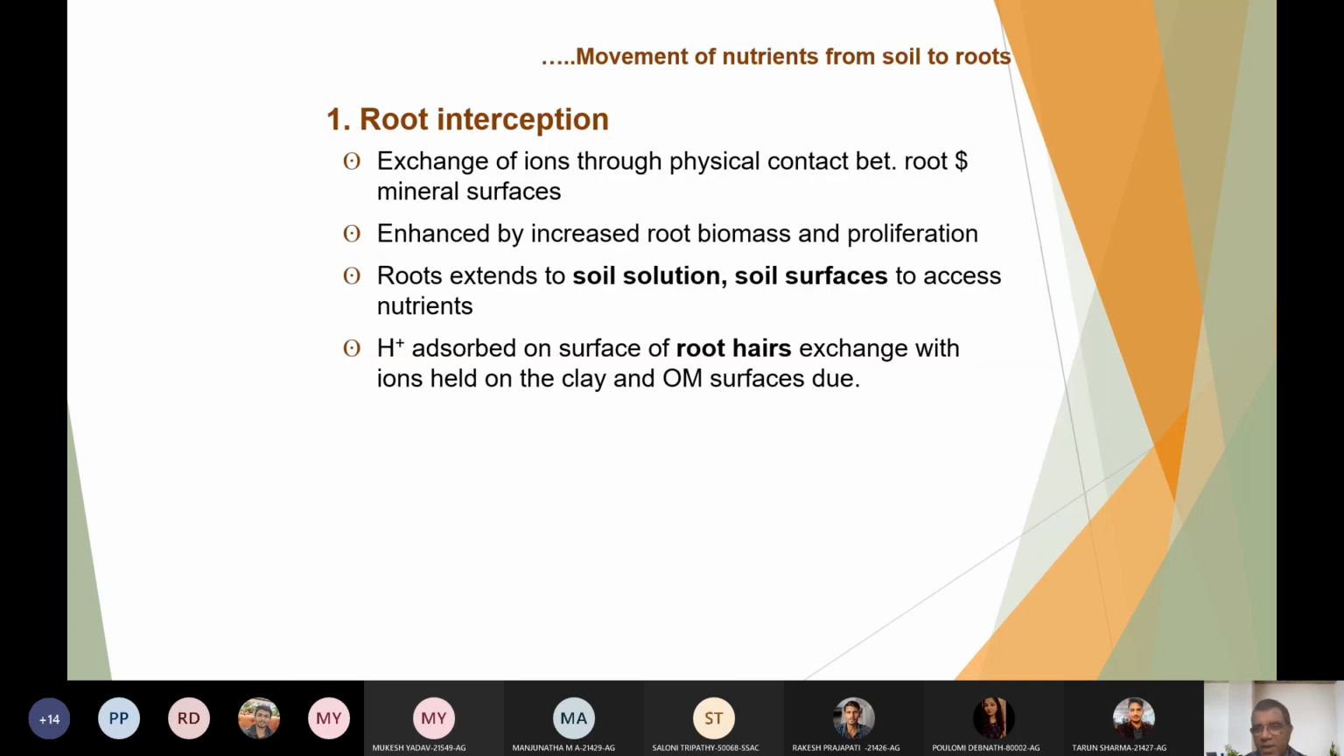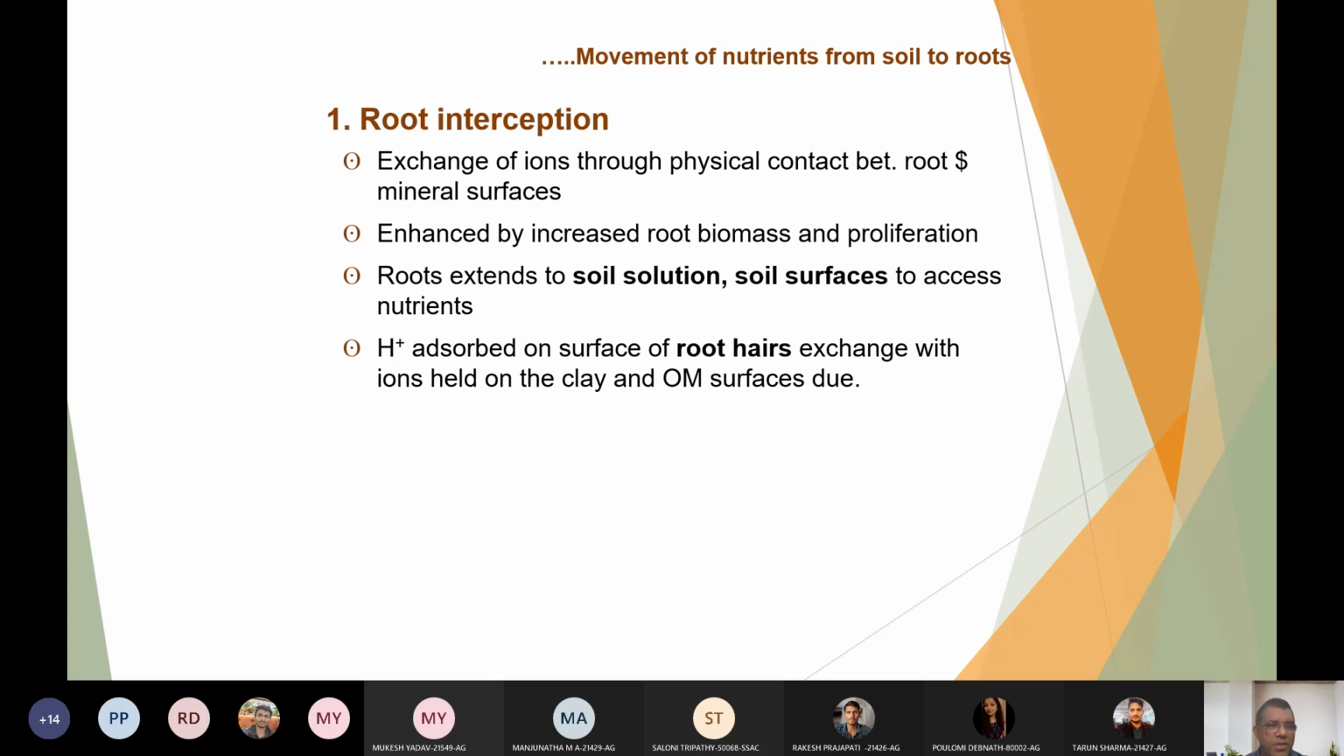Now, root interception. Let us have an idea about root interception: exchange of ions through physical contact between root and mineral surfaces. It is enhanced by increased root biomass and proliferation. If you have more fine roots, longer roots, and larger root biomass, then root interception will be more, because that way the roots can explore more soil. When plant roots are able to explore more soil, root interception could be a mechanism of receiving the ion. It is not uptake, it is receiving the ion.